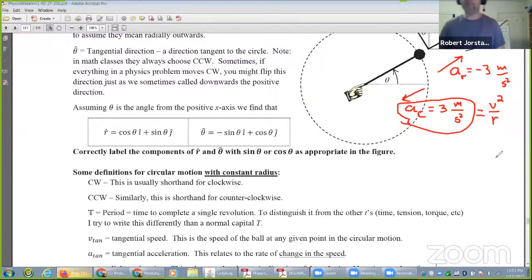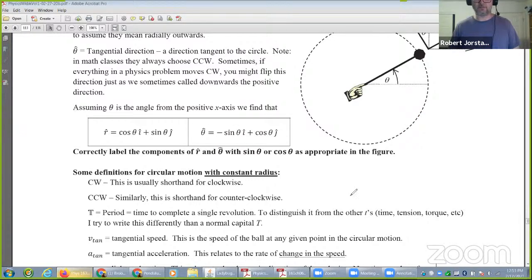All right, so I'm going to pause there. Any questions on AC or AR? When you read books, this can be very confusing until you realize AC is like a magnitude and AR is the vector radially outwards. That's why this one gets the minus sign and this one doesn't. All right, let's keep going.